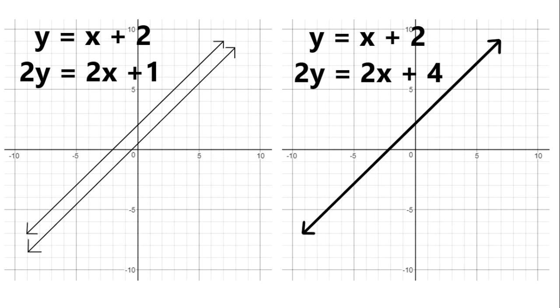So the ones that are parallel to each other have no solutions because the lines will never intersect with each other. Meanwhile, when the lines lie on top of each other, every single point on the line is the solution to the system of linear equations, which means there are infinitely many solutions to that set.